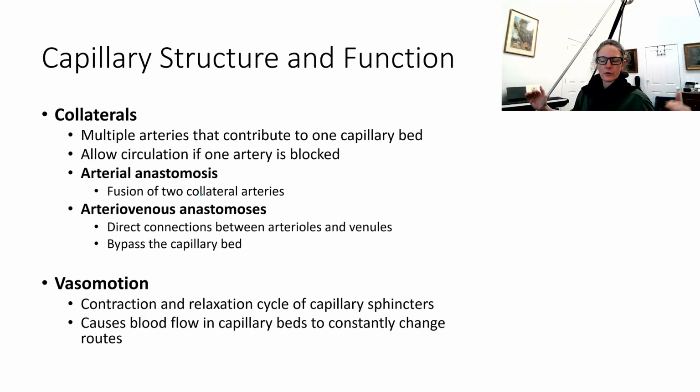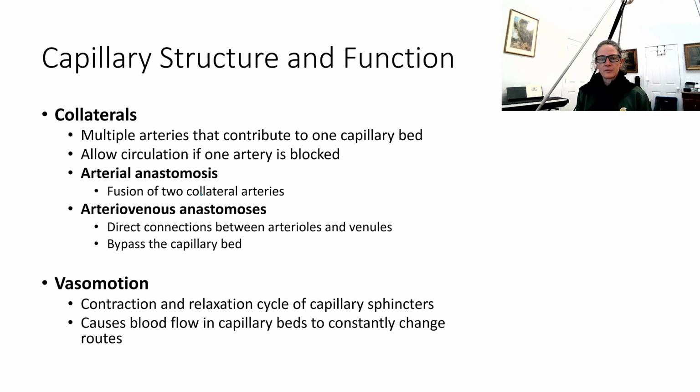Sometimes we have what are called collaterals, and these are blood vessels merging in that can perfuse the same capillary bed. And these are very important because these are like an insurance policy. This is your alternate route in case one route gets blocked. And when you think of high value real estate like the brain, the heart, you want to protect these tissues at all costs because these are central to homeostasis and maintaining function.